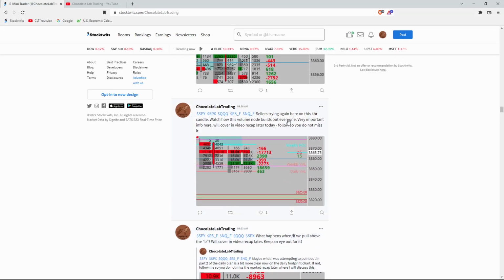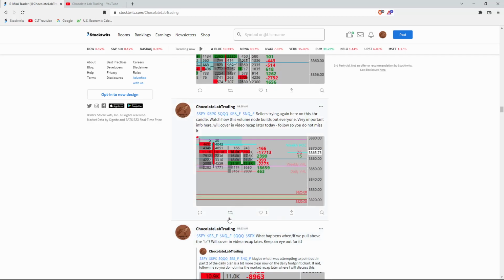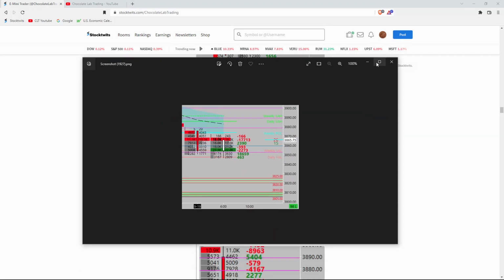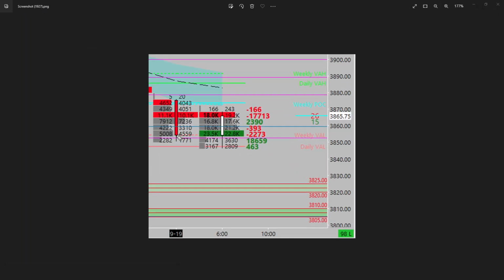Sellers trying again here on this 4 hour, so I believe at this point we may have popped these shorts, maybe not. I don't think so at this point. Okay, here's the screenshot. So 4 hour chart. The previous candle closed below a majority of the volume, but as you could see, this was during the overnight session, so the volume is much lighter, but we do have a nice bid here.